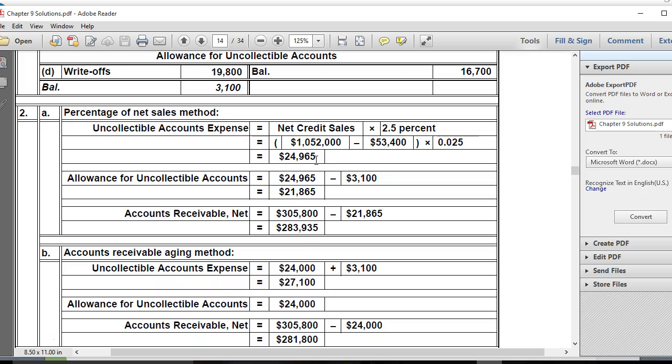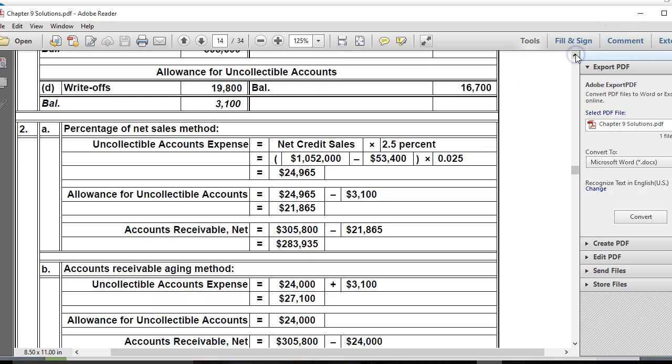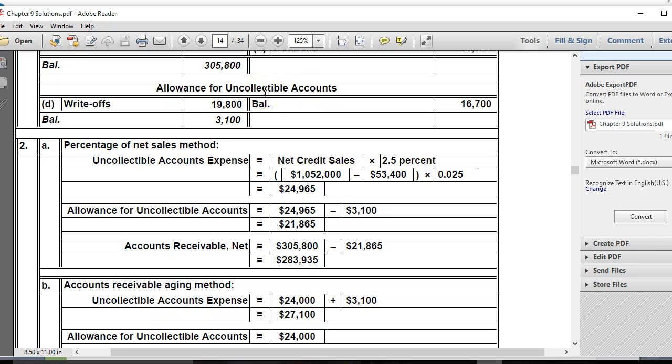Now, I think it asks us, what is our balance now in our allowance for uncollectible accounts? Didn't we have $3,100 as our debit going into this? See up here? We had $3,100 as a debit. So if we did an allowance for uncollectible accounts credit of $24,965, and then we have a debit of $3,100, what is our ending balance sitting in our allowance for uncollectibles? Wouldn't it be a credit of $21,865?